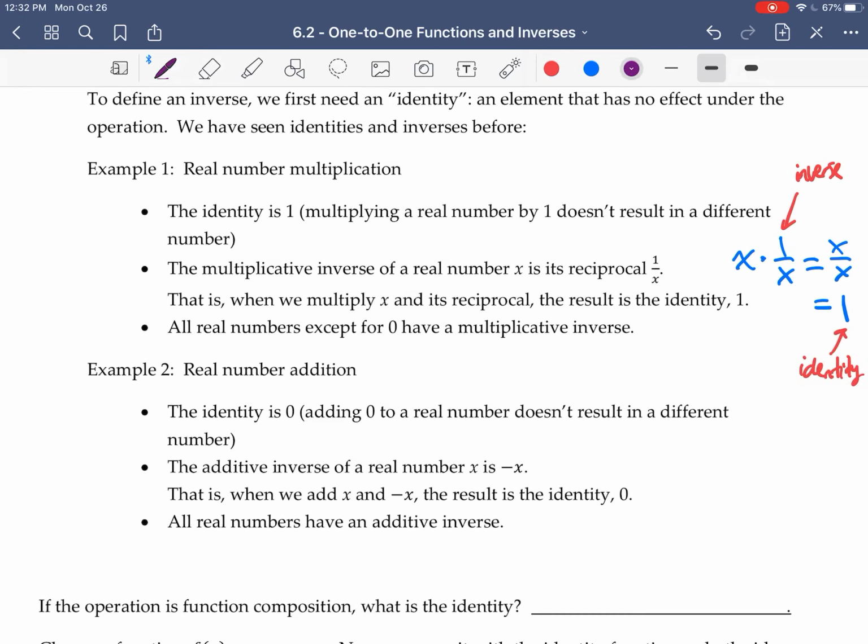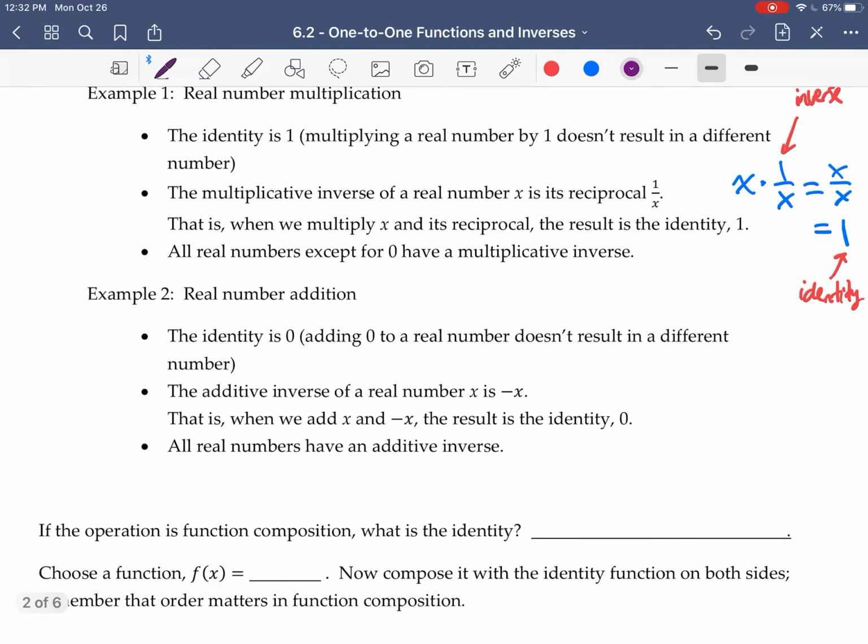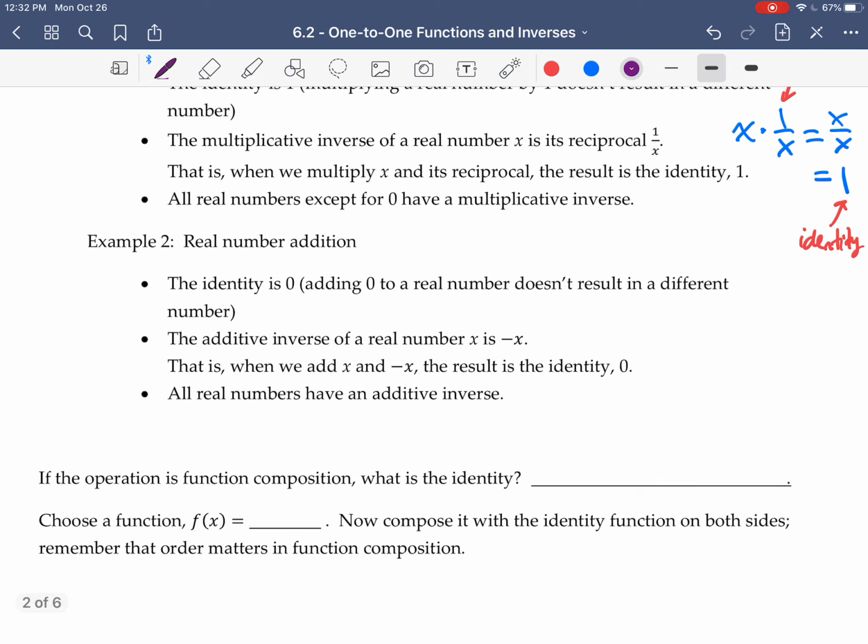Okay, so we want something that works similarly. And every number except 0 has an inverse. If we're doing addition, then the identity is 0, because when you add 0, you don't get anything different. And the inverse is just negative x, because then when you have x plus negative x, you get x minus x, which is 0, which is your identity.